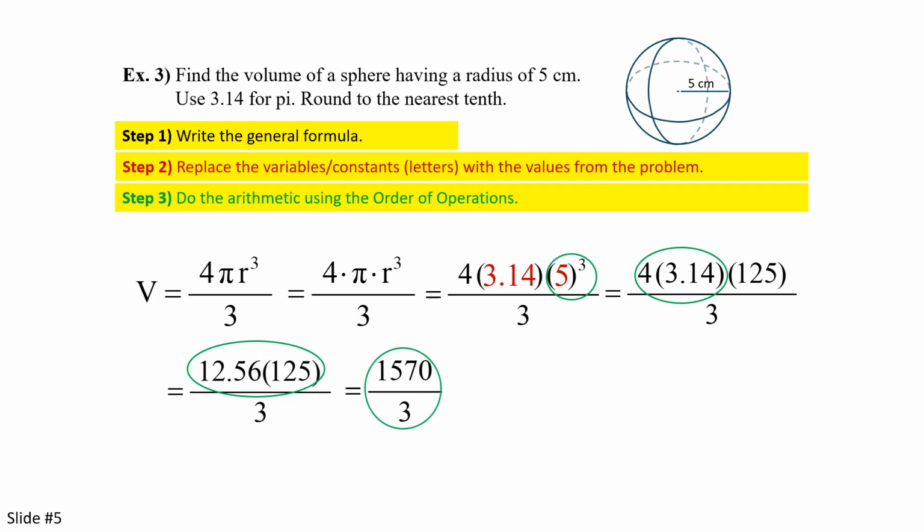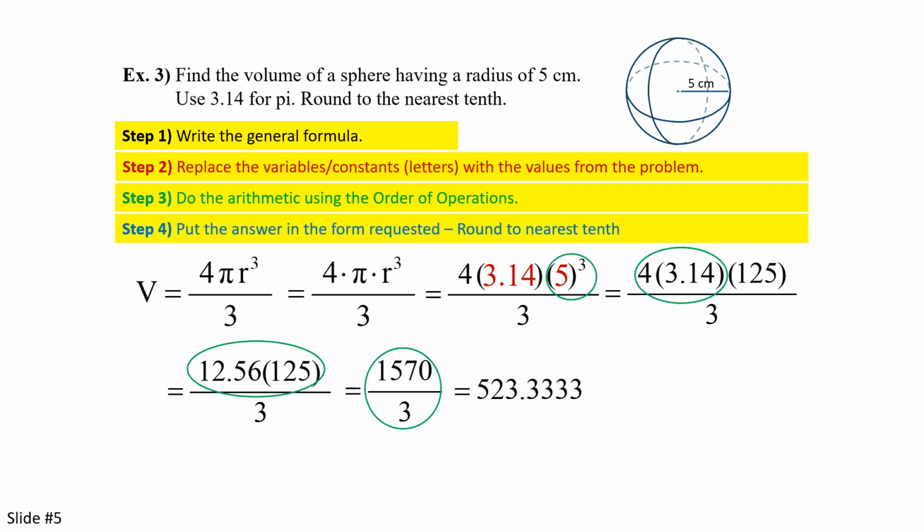And it comes out to be 523.333333. Put the answer in the requested form, round to the nearest tenth. Nothing changes because 3 is less than 5. So it's 523.3. We're talking volume, so it's centimeters cubed.